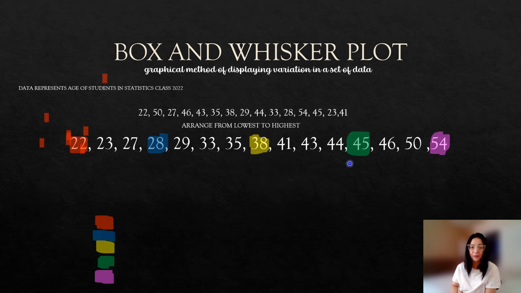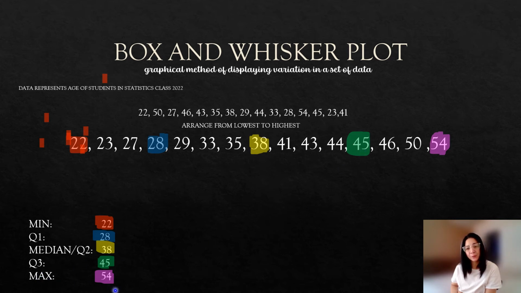So now that we have arranged it, I have here a total of 15 numbers, so it is an odd number. Okay, so let's go through this one by one. We have our minimum, which is 22. Our Q1 is actually 28. Our median, or Q2, is 38. Our Q3 is 45 and our maximum is 54.